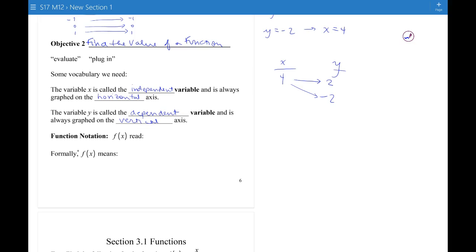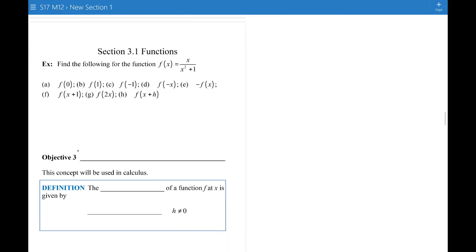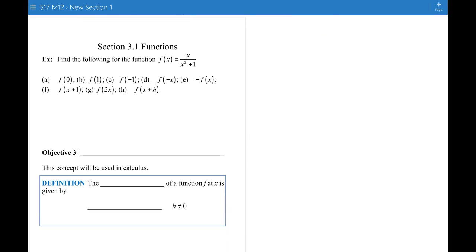So function notation, we read this notation as f of x. So formally what it means is the y value associated with this value of x. So it means evaluate the function f at some particular value. So for this example function, we'll do some of these in class, but let's start by doing some here.